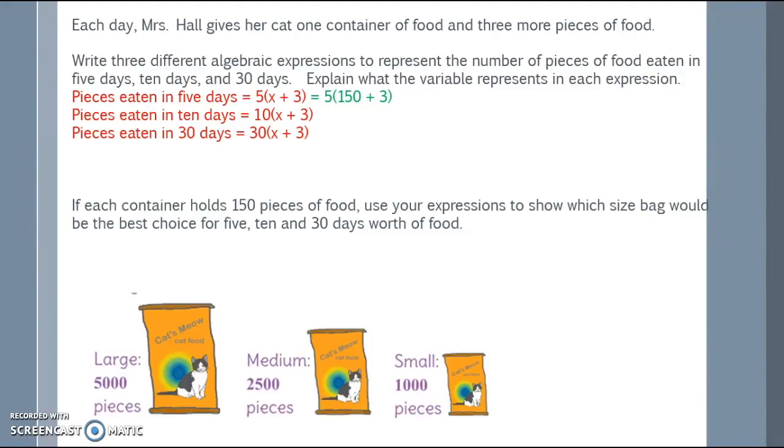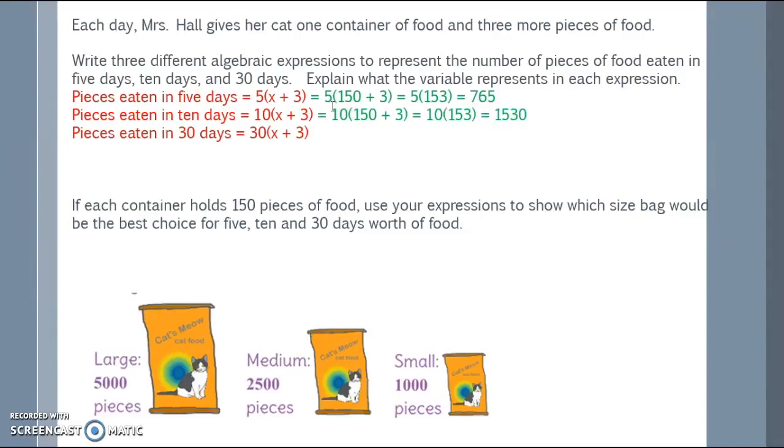Because we know that each container holds 150 pieces of food, we can use our expression to show which size bag would be the best choice for 5, 10, and 30 days' worth of food. So if we know that 150 represents the number of pieces in each bag, we can replace x with 150, giving us 5 times 150 plus 3, which is equal to 5 times 153, or 765 pieces.